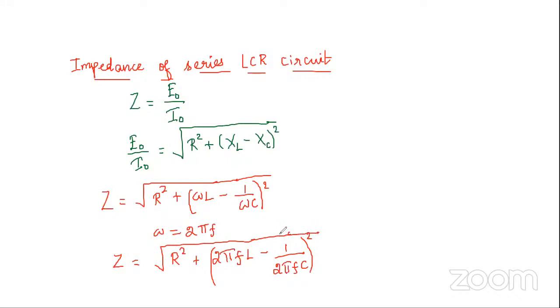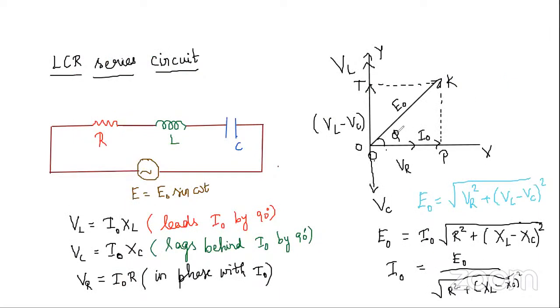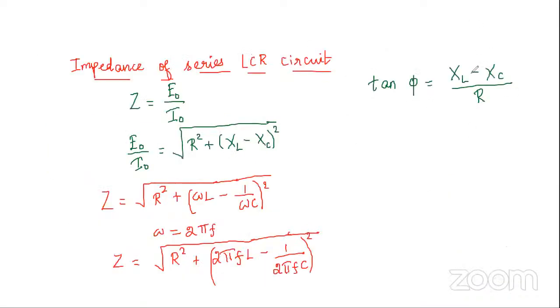Now we need to find out tan phi. So tan phi is nothing but XL minus XC divided by R. How did we arrive at this equation? From this graph, here you see, tan phi is equal to VL minus VC by VR. Actually, in this right angle triangle you can see, tan phi equals VL minus VC divided by VR. So that will give you XL minus XC by R.